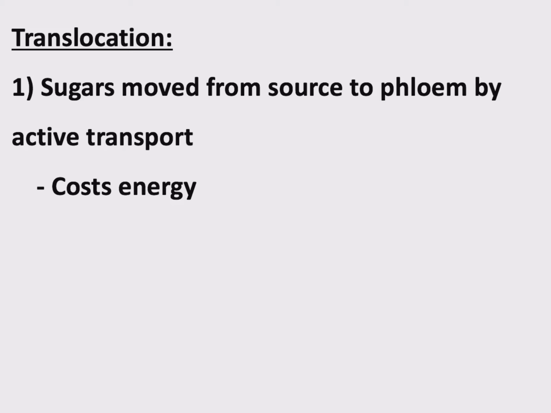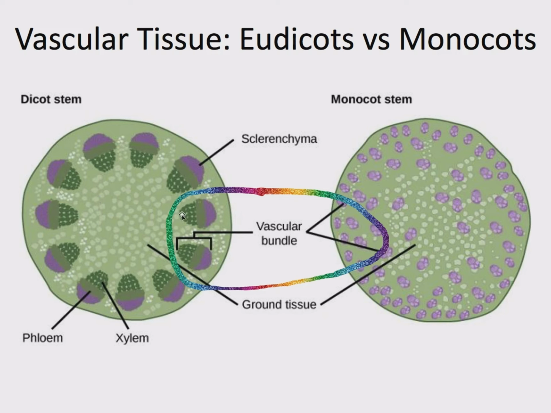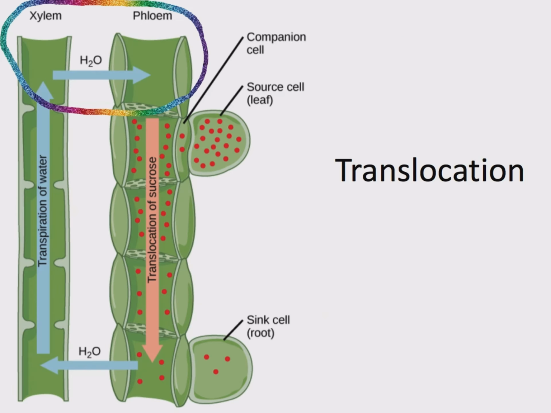Now, you may have noticed that this figure about translocation is supposed to be about movement in the phloem, but this figure also has the xylem labeled over here. Well, if you'll remember, xylem and phloem are paired with one another in vascular bundles. Whether it's a eudicot or a monocot, they're always right next to one another, xylem and phloem. And here's the reason why.